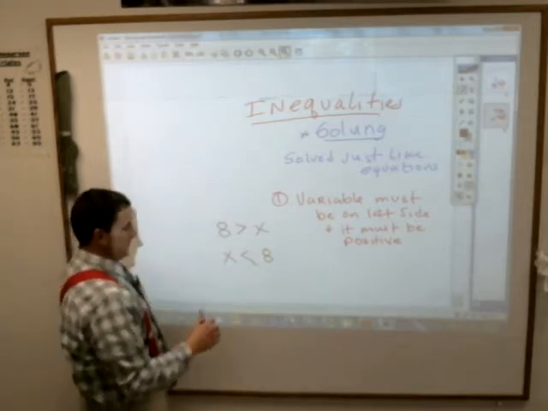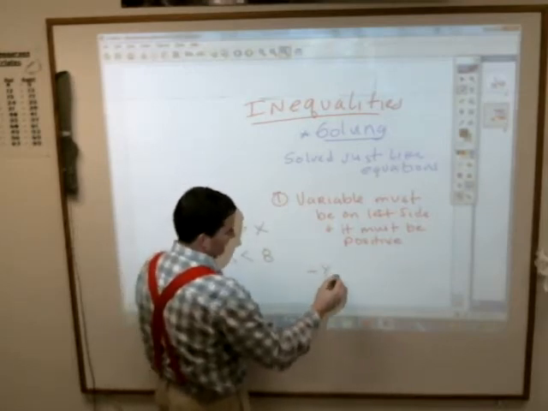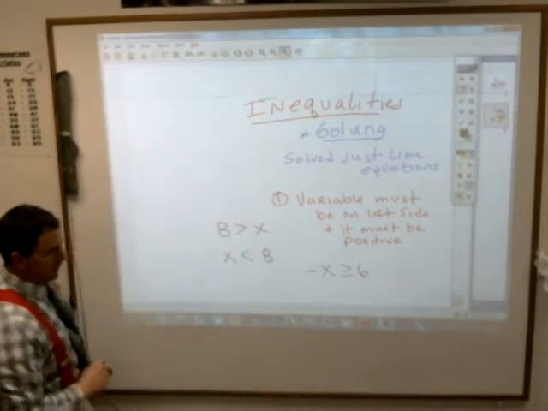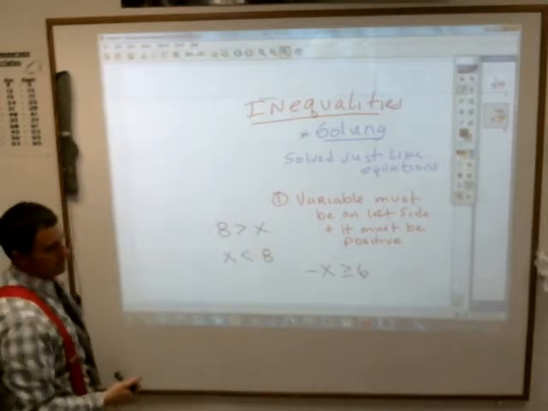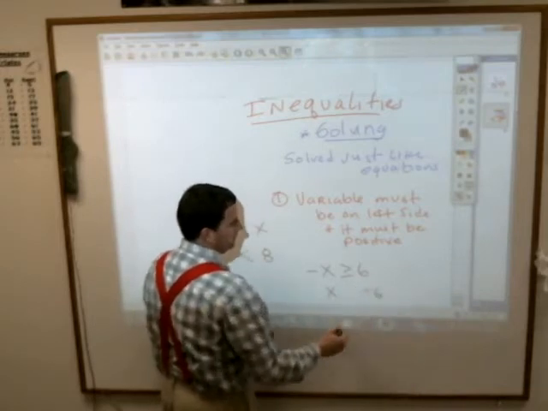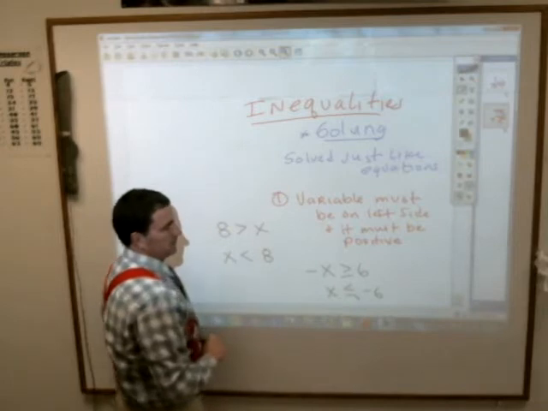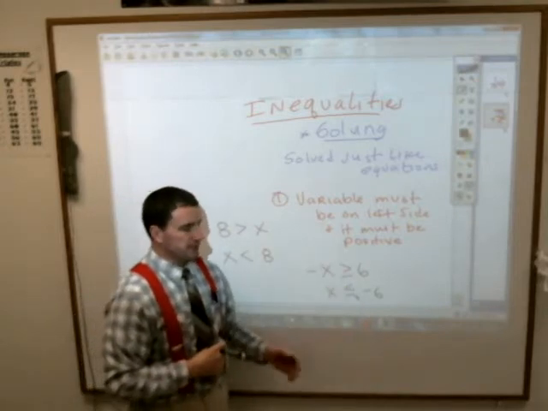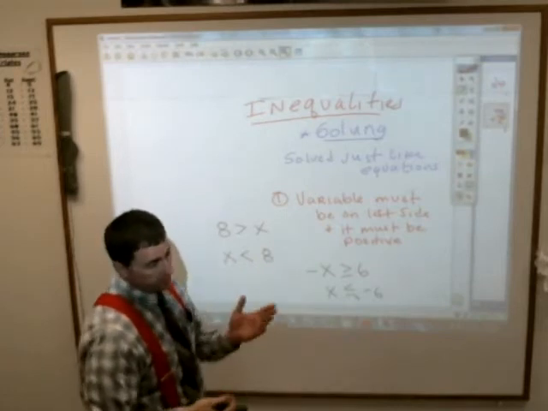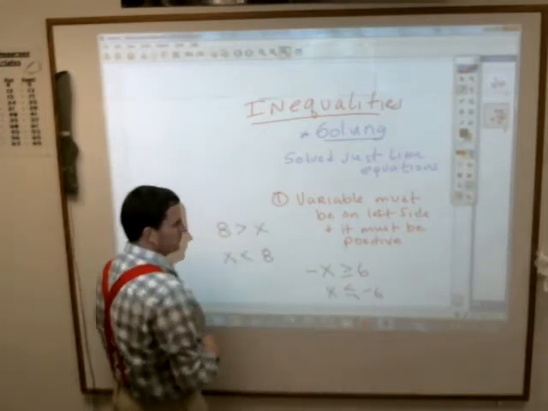Same thing with this. If you have negative x is greater than or equal to 6, in order to make that positive, you can just make this positive and make the other side its opposite, but you have to remember the sign must also become its opposite. And the opposite of greater than or equal to is less than or equal to. There's no real opposite of an equal to. It kind of sits in the middle there. So when you solve them, you have to do those sort of things.